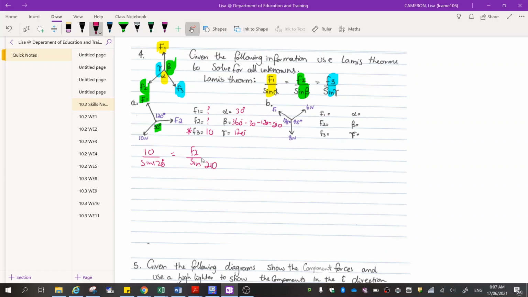So F2 is sine of 210 degrees. So I'm stealing that from there, and now I'm going to solve. So this is on the bottom, which means it's being divided, which means it's going to come up and multiply the numerator of this fraction. So F2 equals 10 sine 210 divided by sine of 120.